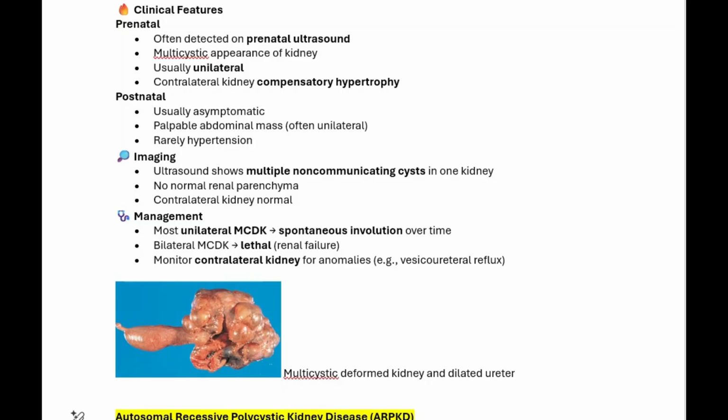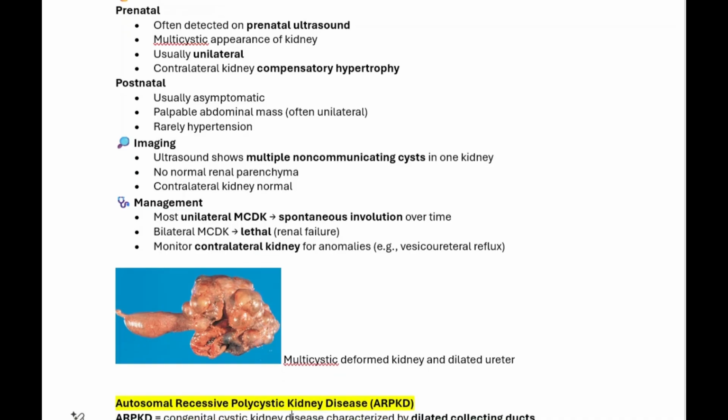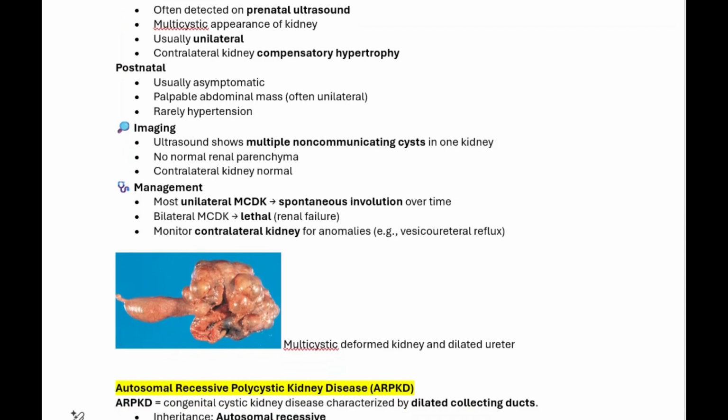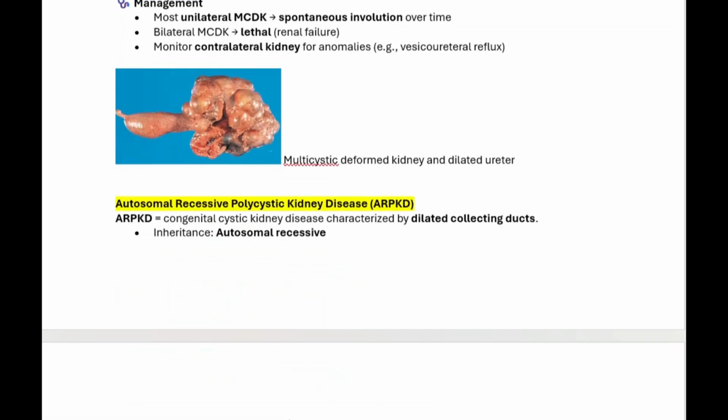But if it's bilateral, then this could lead to renal failure. And you want to monitor the contralateral kidney for anomalies like vesicoureteral reflux. And this is a gross pathology of a kidney that's showing a multicystic dysplastic kidney and a dilated ureter.